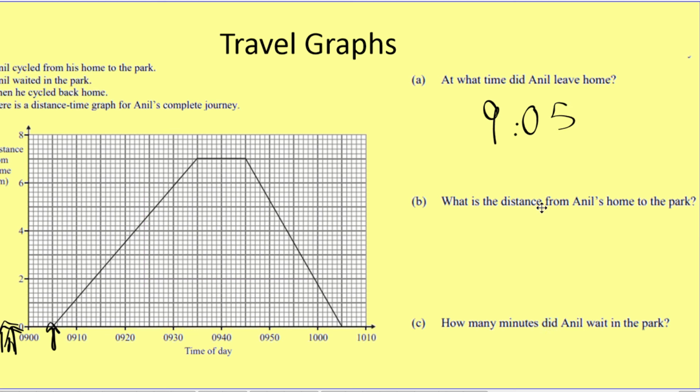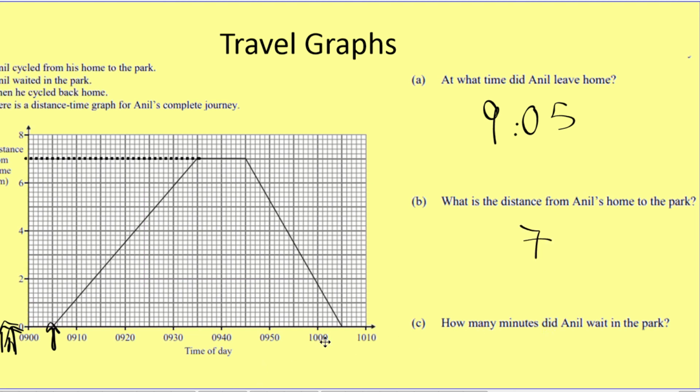What distance was Anil's home to the park? So it said he stopped at the park, so this, I'm assuming, is where the park is. So you might want to draw a line that goes from there across. So the distance from his home to the park was 2, 4, 6, halfway between 6 and 8, which is going to be 7.